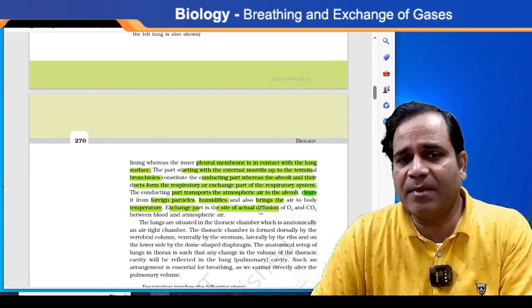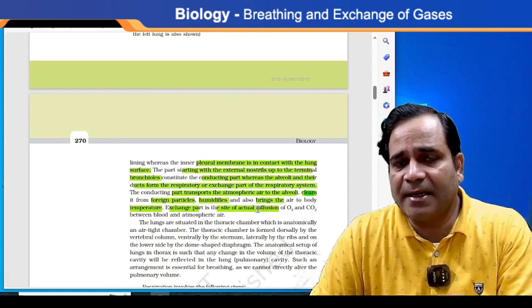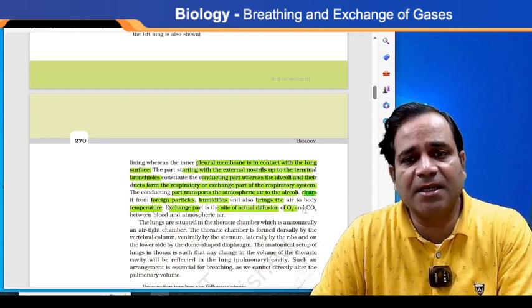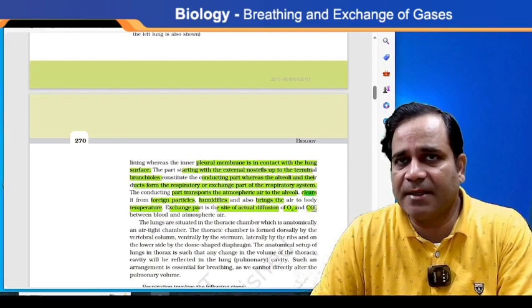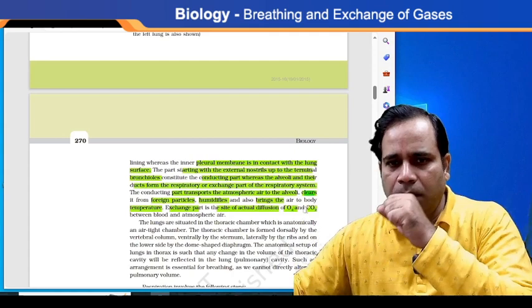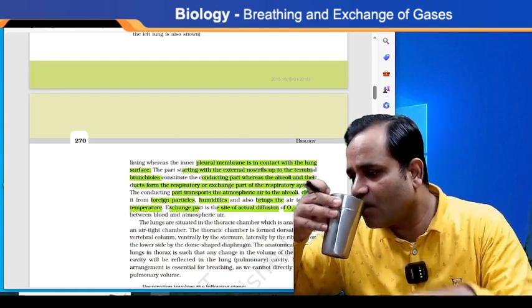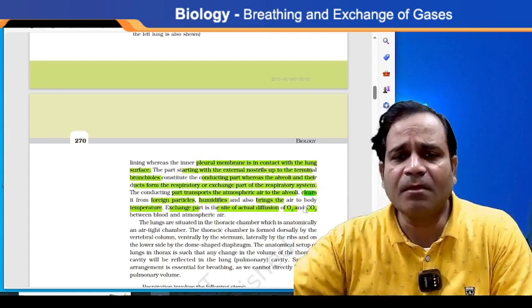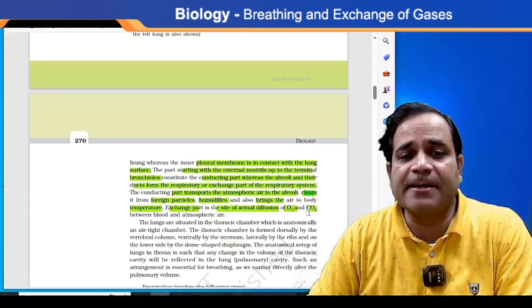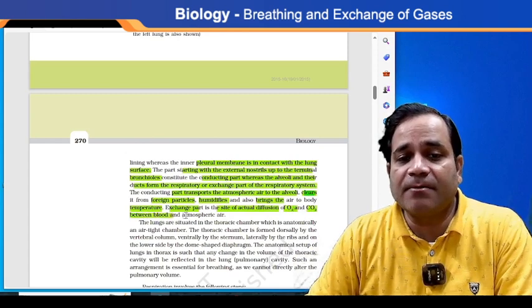And after that, the exchange part is the site of the actual diffusion. Getting my point? That exchange part is the actual diffusion of which gases? That is oxygen and what, my dear? Carbon dioxide. Now the question is here: if I'm talking about O2 and CO2 exchange between the blood and the atmospheric air.